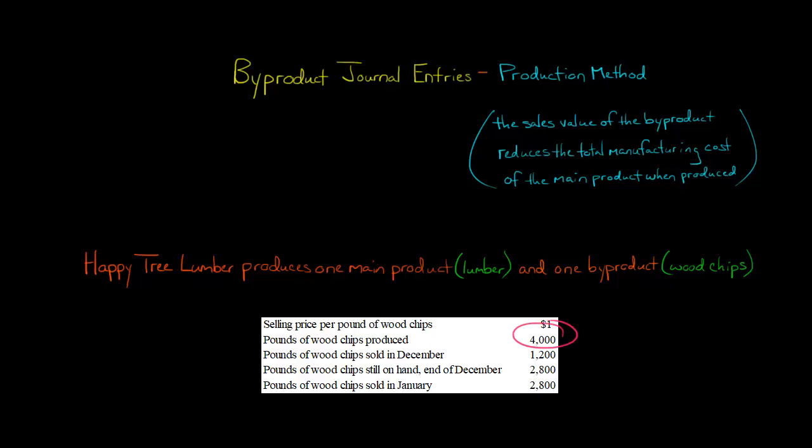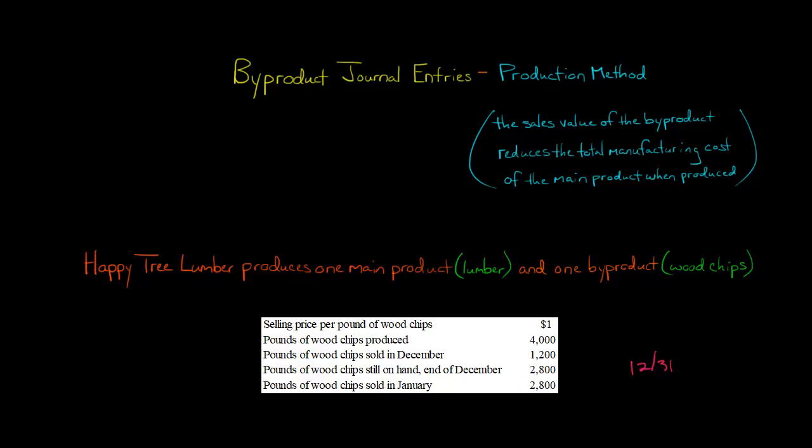Well, they produce 4,000 pounds, and they expect to sell it for $1 a pound, and they in fact sell 1,200 pounds for $1 a pound this period in December. But then we're going to assume that December 31st is the end of the fiscal period, and then in January they sell the remaining 2,800 pounds of wood chips.